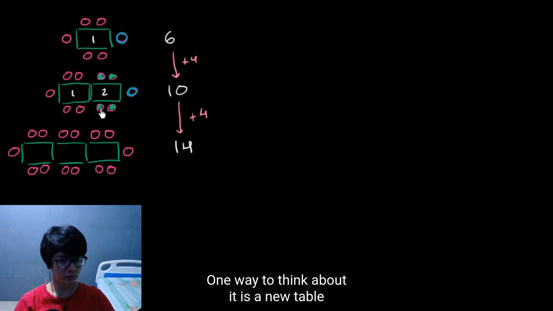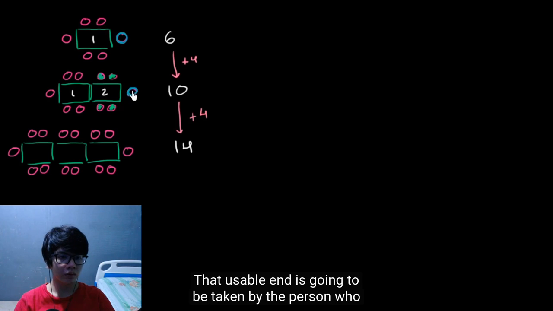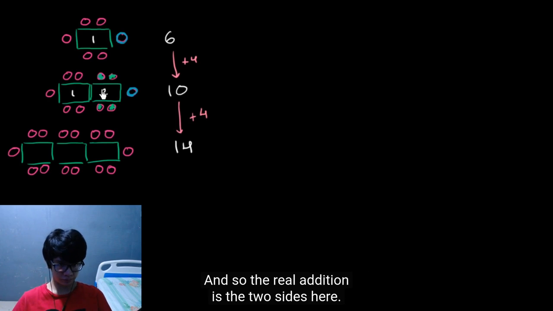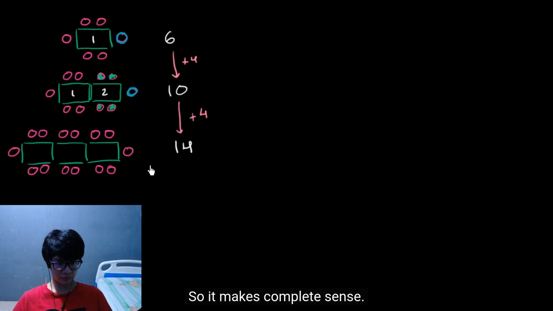One way to think about it is, a new table is going to have one usable end here. That usable end is going to be taken by the person who was already at the usable end when you had fewer tables. And so the real addition is the two sides here. So you're adding four people every time you add a table. So it makes complete sense.